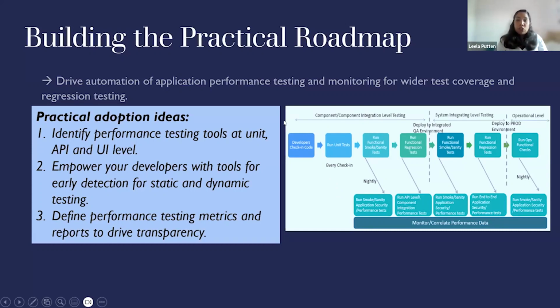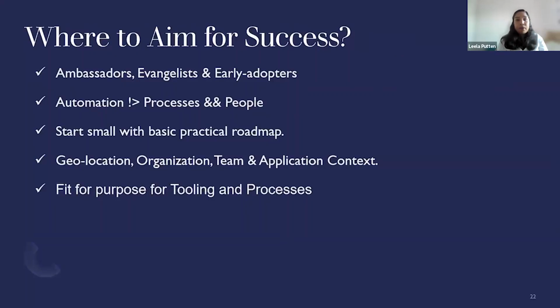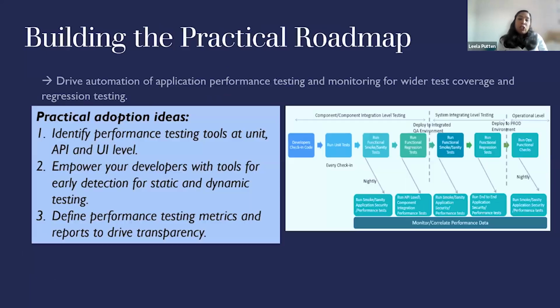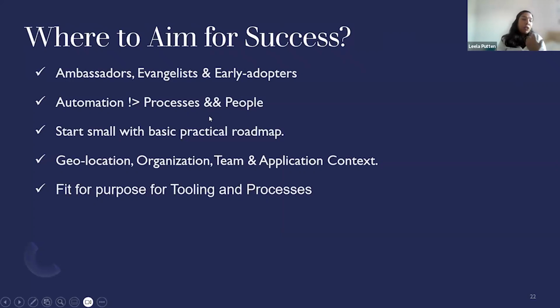Those slides are really just to prove that point and showcase how there are small things we can do to start somewhere and get that growing over time. So where do we aim for success? Get your early adopters, talk to people that are willing to drive the subject, and start small with a basic roadmap. The picture that I'm showing always has to factor in people, process, technology. As we see on the slide, automation is not the silver bullet. I always have to remind people.